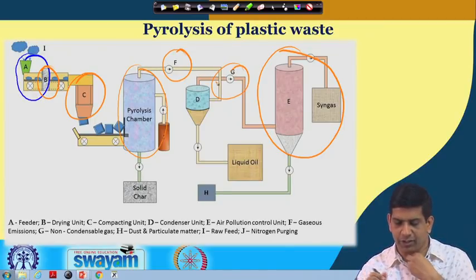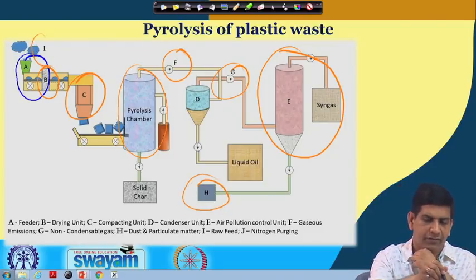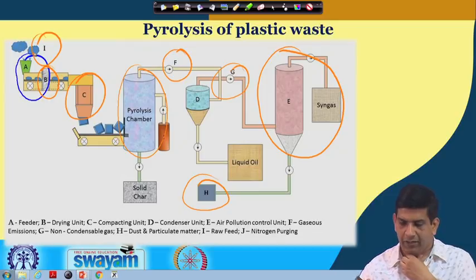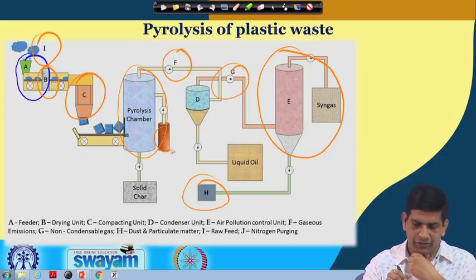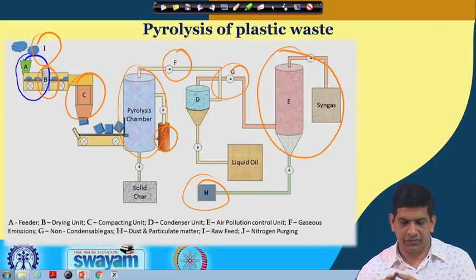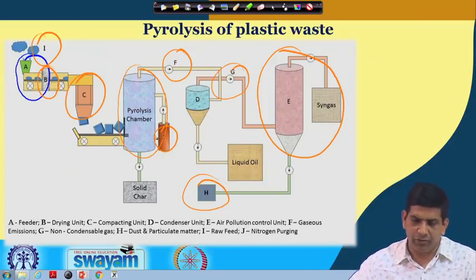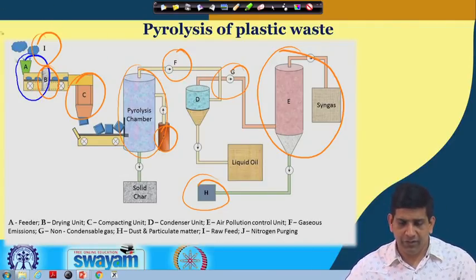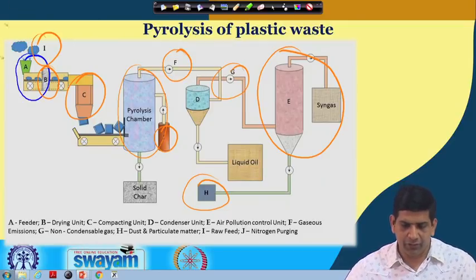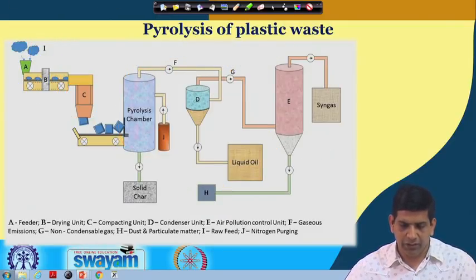H is the dusted particulate matter, needs to be connected. I is the raw feed which is coming in into the system, and also we have the nitrogen purging, which is the system of J, which is right there. That's the nitrogen purging in the pyrolysis chamber, because we have to do it in the absence of oxygen. So we purge it with nitrogen and try to make a condition in absence of oxygen.